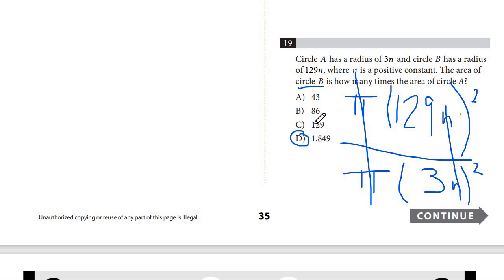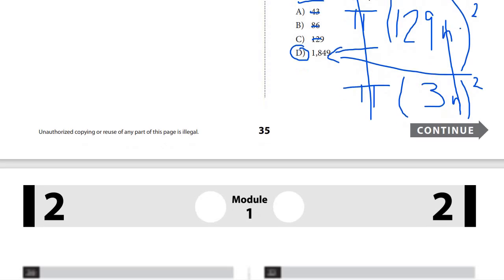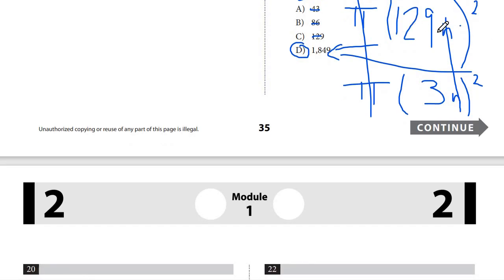So when you think about it, we can never even get close to 129, 86, or 43. So we don't really need to know what the correct answer is. We just need to identify the correct option in an SAT test, and that's clearly D, just by eyeballing. But you have a calculator available, so if you want to be on the safe side, type in 129 squared over 9.